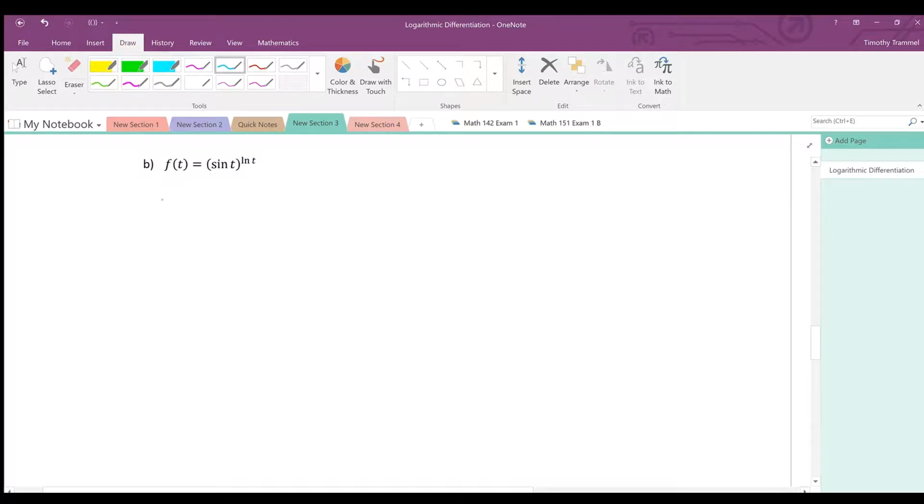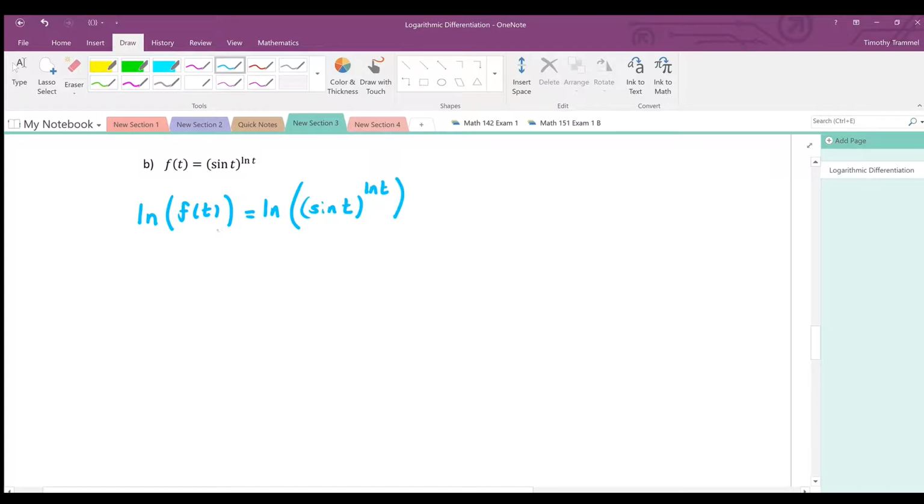All right, so first step, take the natural log of each side. So we have the natural log of f of t is equal to the natural log of sine of t to the natural log of t. And actually, I'm going to get rid of one of those sets of parentheses just so that this is a little bit easier to look at. There we go.